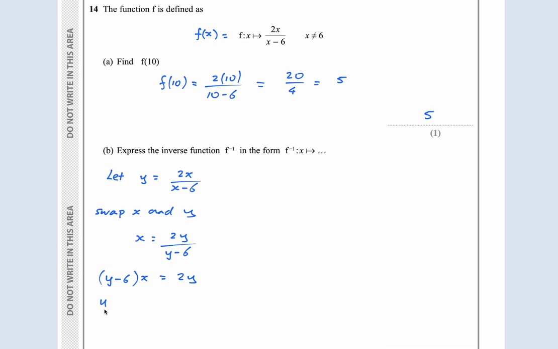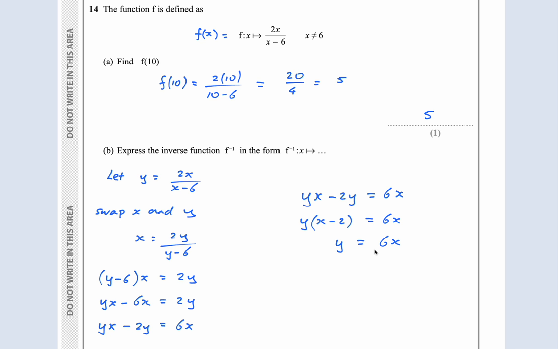I'm going to multiply out the bracket: yx minus 6x equals 2y. I'm then going to get all the terms with a y in them on the left. So I've got yx minus 2y. I'm going to subtract this 2y. And all terms without a y in it on the right. So that equals 6x. So yx minus 2y equals 6x. Then, this is the tricky bit, I am going to factorize out the y. So y into x minus 2 equals 6x. So I factorize y, taking it out of both of these because it's common. And then I divide by the x minus 2 to get y on its own.